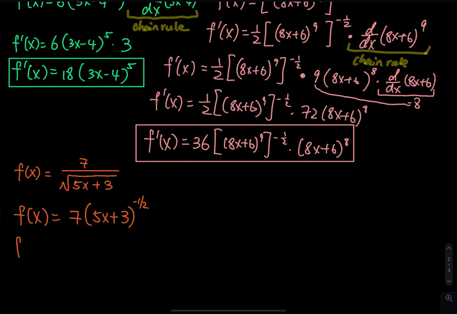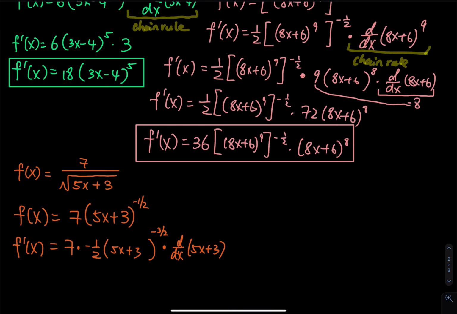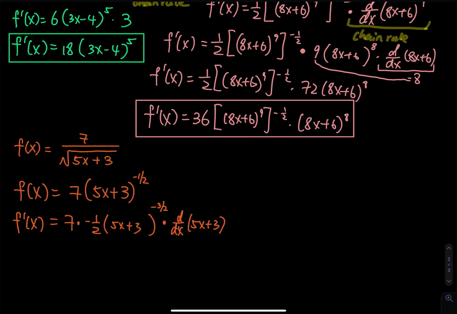So let's take the derivative. f prime of x equals 7. We bring the negative 1/2 down, whatever that is, raised to negative 1/2 minus 1, which is negative 3/2, and then we multiply by the derivative of the linear function, 5x plus 3. Of course, we have to fill in the parentheses, 5x plus 3, and then you take the derivative, and the job is done. So f prime of x equals 7 times negative 1/2. Let's take the derivative first, and then we will multiply the constant. 5x plus 3 raised to negative 3 over 2.